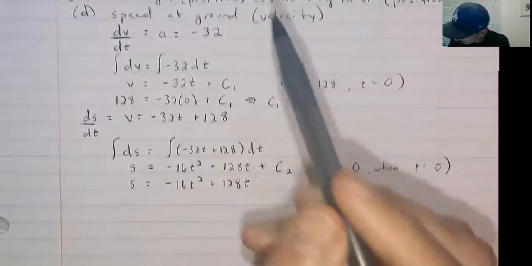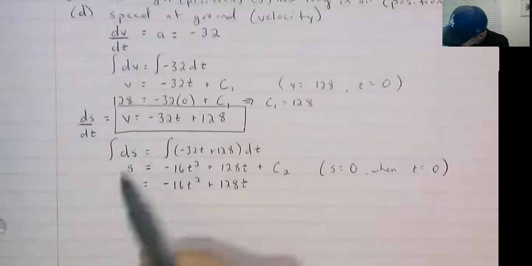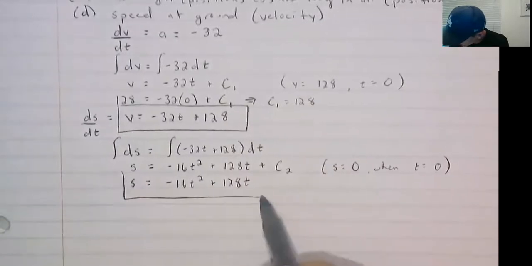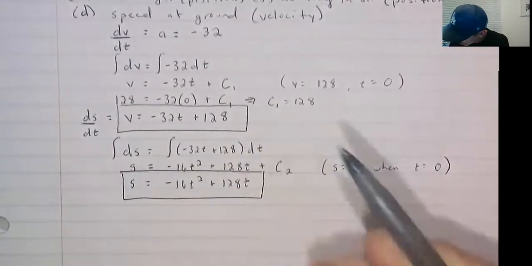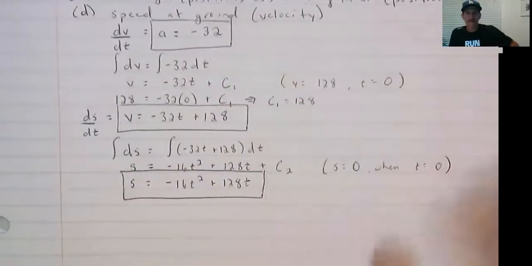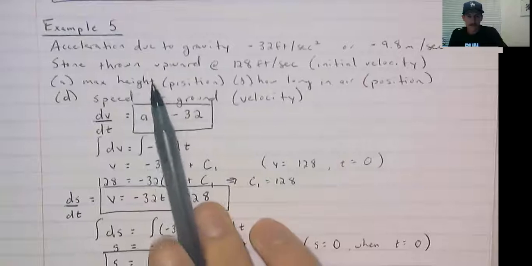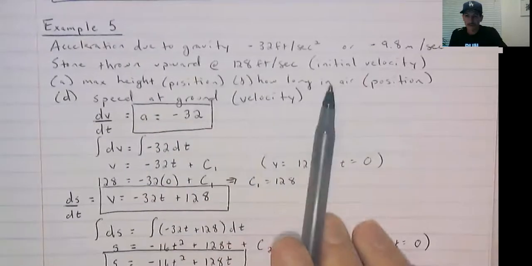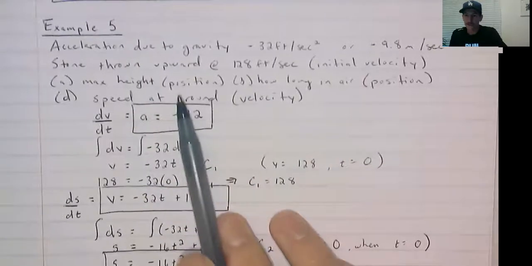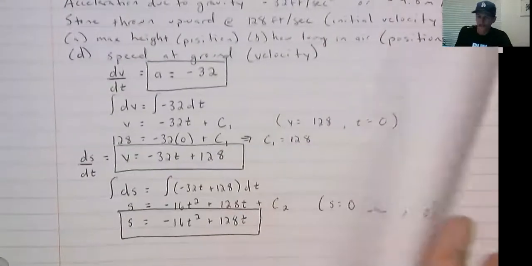Let's kind of box up what we have. We have a velocity, we have a position, and we have an acceleration, sure. And now we can use these to find the three things that they asked of us: the max height, how long is it in the air, and at what speed does it strike the ground when it returns. Let's go ahead and flip the page to read those three questions.